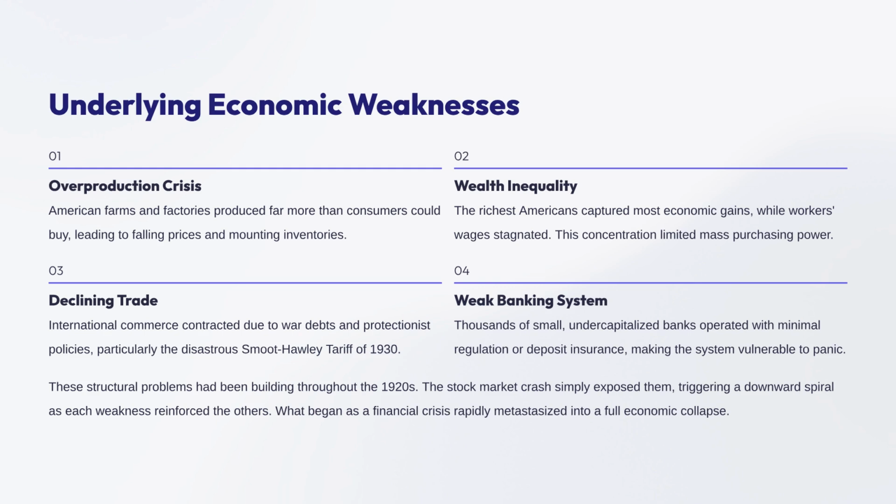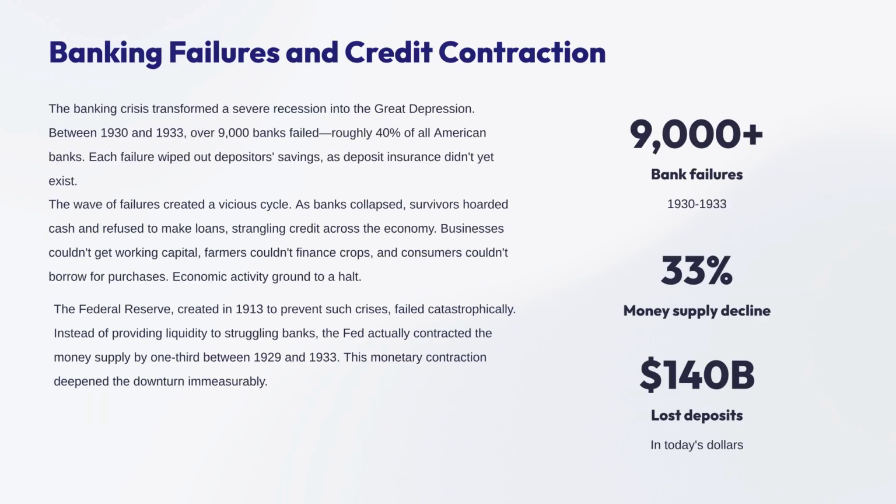The crash exposed severe underlying weaknesses: an overproduction crisis, extreme wealth inequality, declining international trade exacerbated by the Smoot-Hawley tariff, and a weak banking system vulnerable to panic. Between 1930 and 1933, over 9,000 banks failed, wiping out depositors' savings. The Federal Reserve made the crisis worse by contracting the money supply by 1/3, strangling credit, and accelerating the downturn.